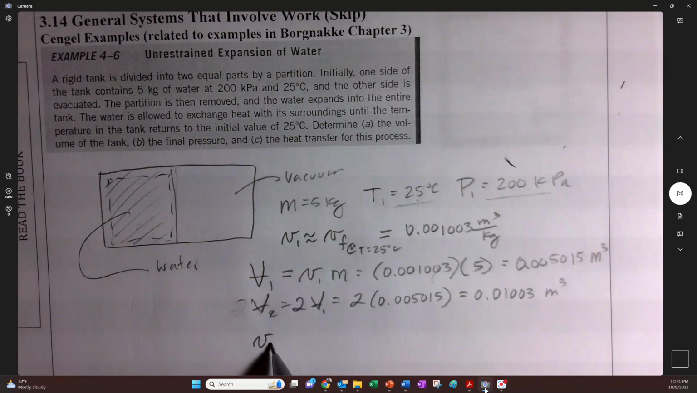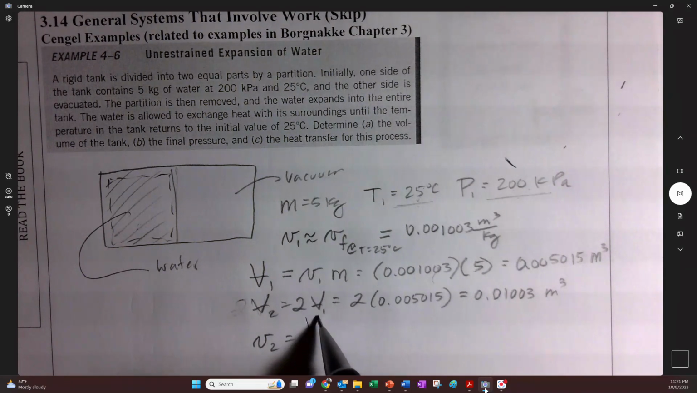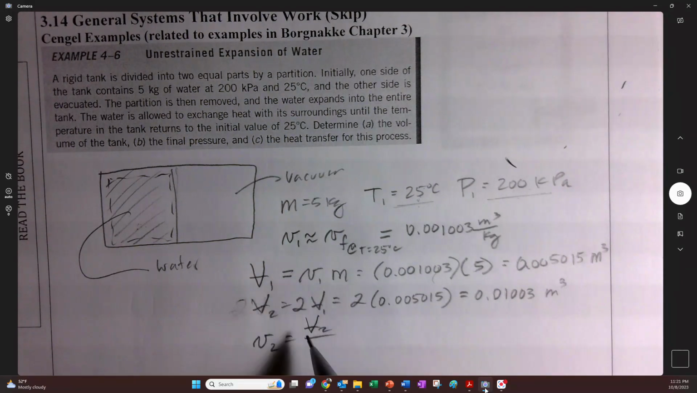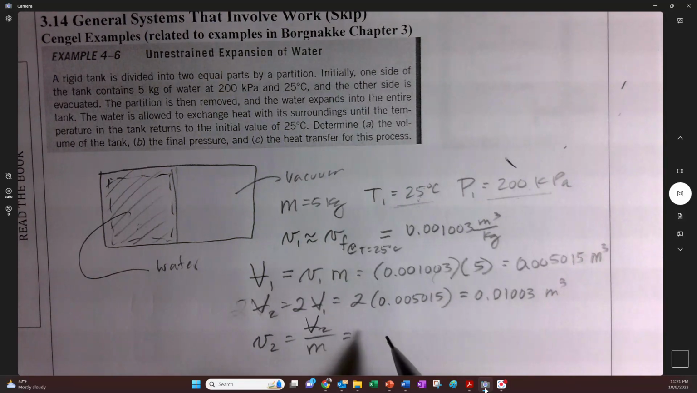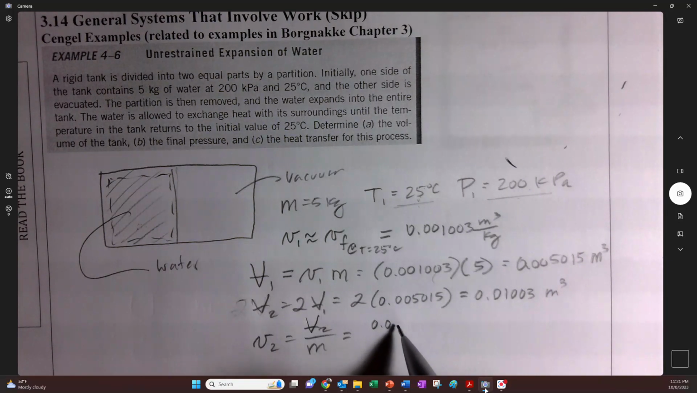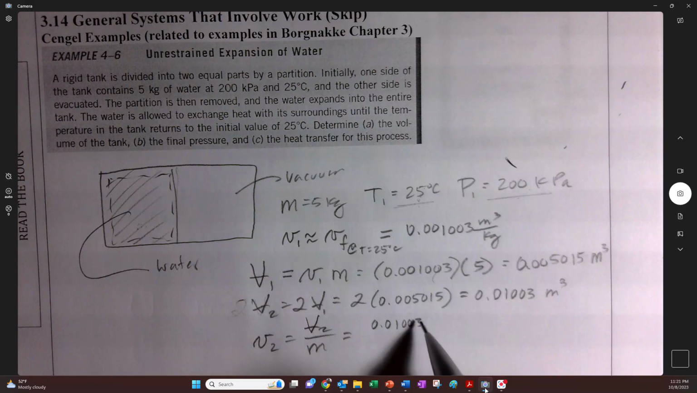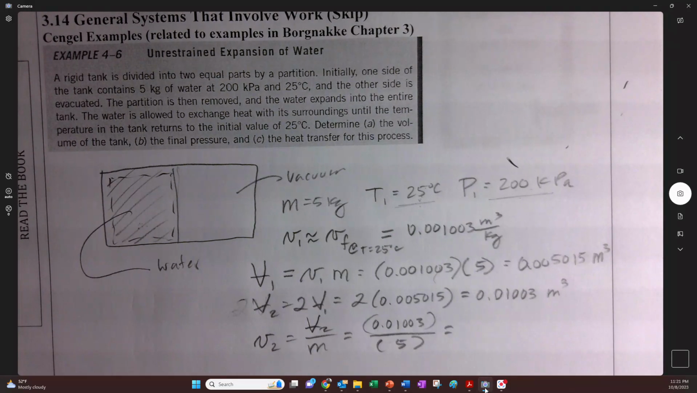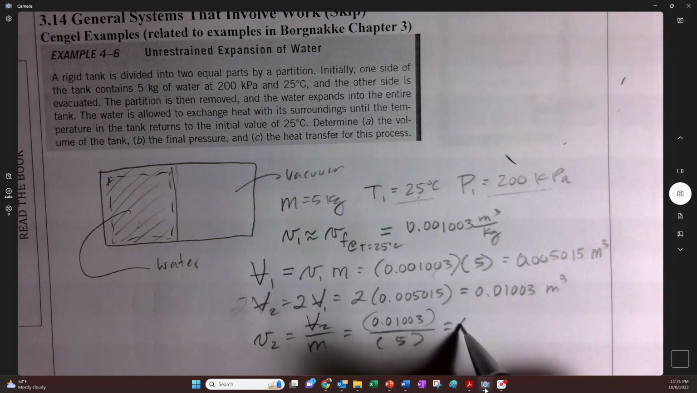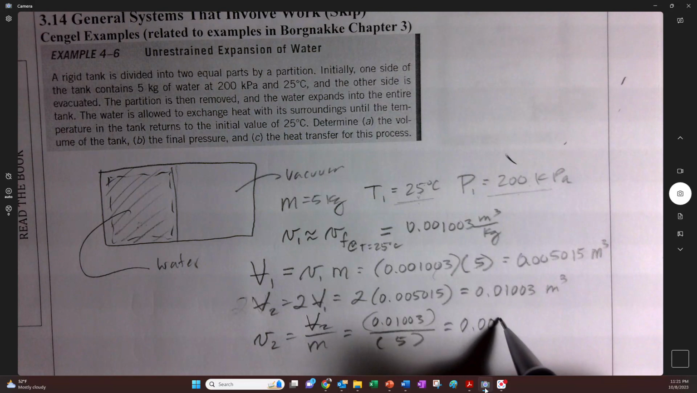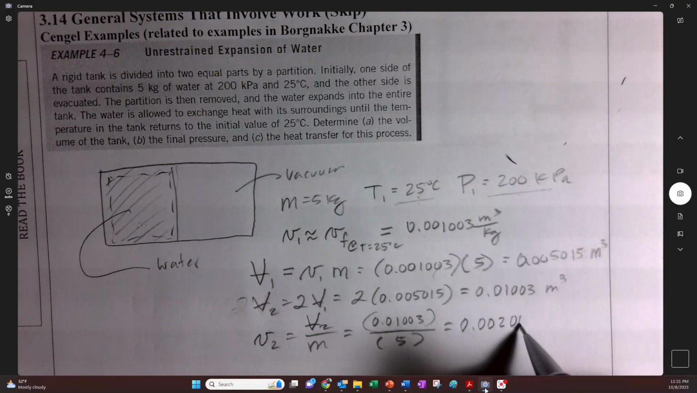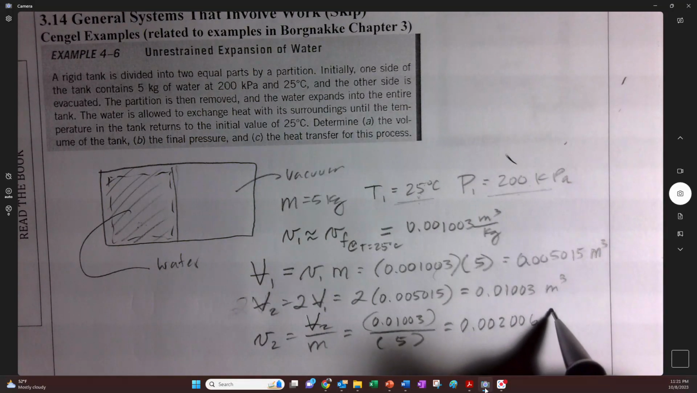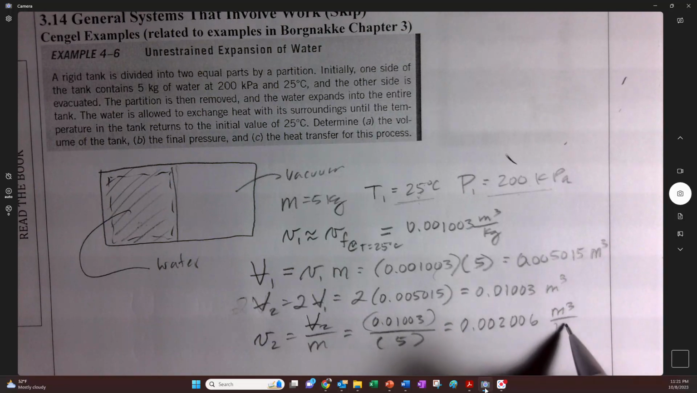So that's right. We get the specific volume of taking volume 2 and dividing it by the mass, which was always going to be the same thing. So 0.01003 cubic meters divided by 5, which should be 0.002006. Duh. I mean, it was a silly exercise, I know.